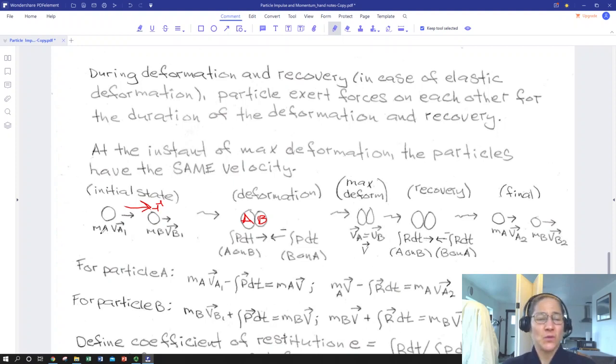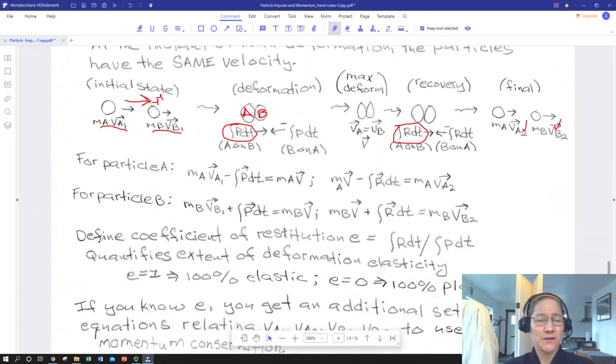In most problems, we'll know the incoming velocities and masses, so the incoming momentums. We won't know the exiting velocities. But if we know something about the nature of the materials, we'll know something about the ratio of this to this. So this is where we'll invoke some kind of material property. That material property is called the coefficient of restitution, otherwise known as little e. It's the ratio of the restitution recovery impulse to the deformation impulse. So the more elastic this is, the closer it is to 1. The more plastic it is, the closer it is to 0.